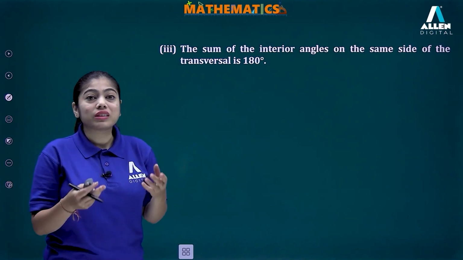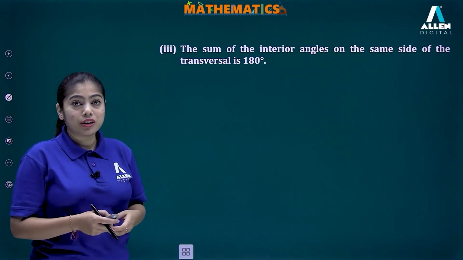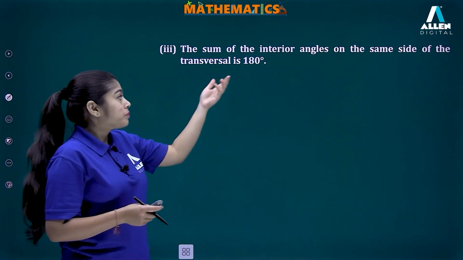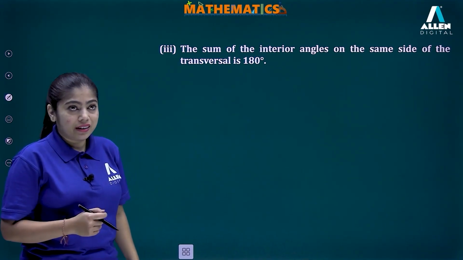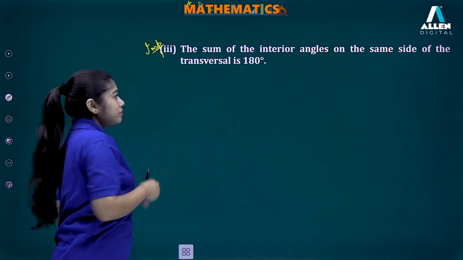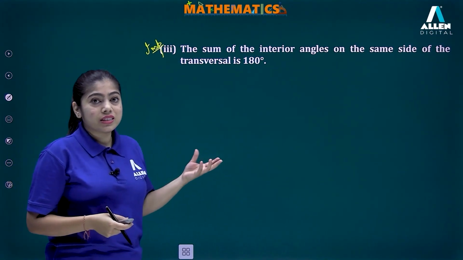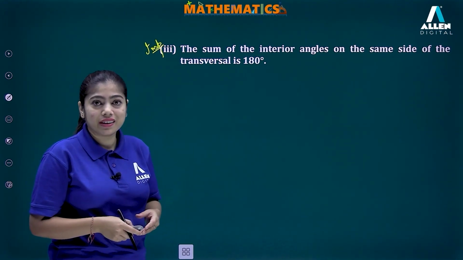Now moving on to the third property of parallel lines and transversal, which is a very important property here. It says that the sum of the interior angles on the same side of the transversal is 180 degrees. This is a very important property we have. So here we can also call all these angles co-interior angles or consecutive interior angles.